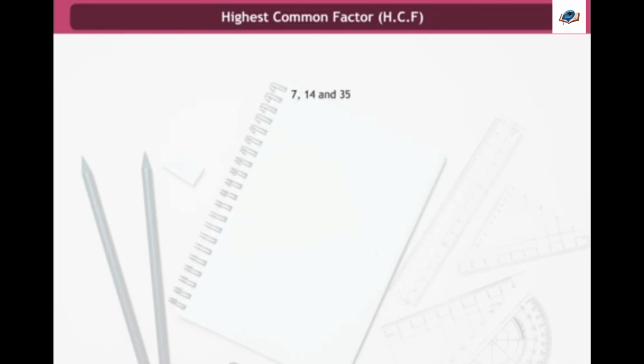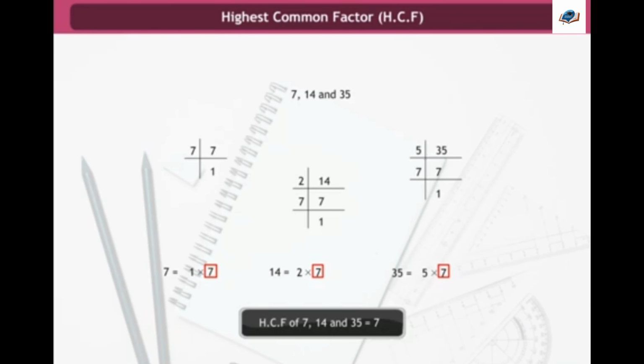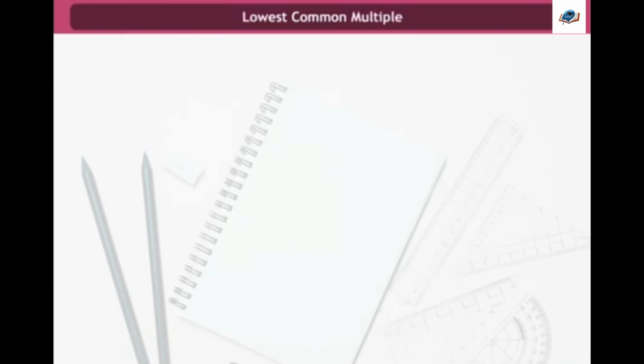For example, consider the numbers 7, 14 and 35 and find out their prime factorization. Now we write these numbers as the product of their prime factors. So 7 is equal to 1 into 7, 14 is equal to 2 into 7 and 35 is equal to 5 into 7. Clearly 7 is the only number common to all the three numbers. So we have the HCF of 7, 14 and 35 as 7.